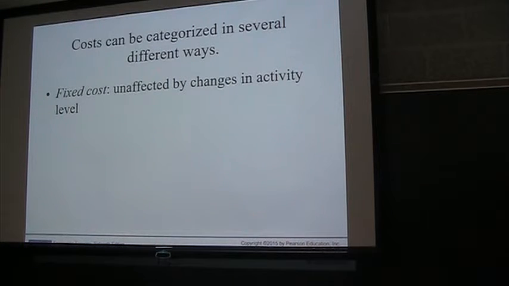So things like in my engineering firm, I have a lease for my building. That's a fixed cost. Administration, insurance, and then mobilization, for example.